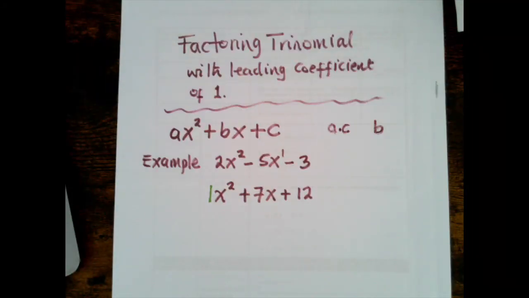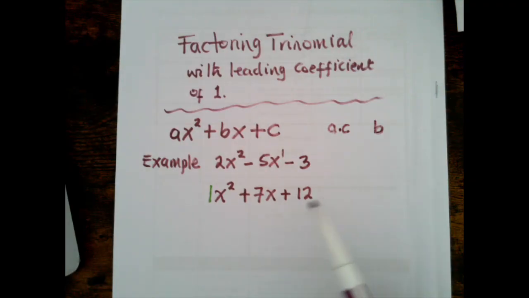Hello, good afternoon. Today we are going to learn how to factor trinomials with a leading coefficient of 1. What that means is that at the end of the day, the number that sits in front of the x squared term should be a 1. Now let's quickly learn some of the vocabulary we are going to use.